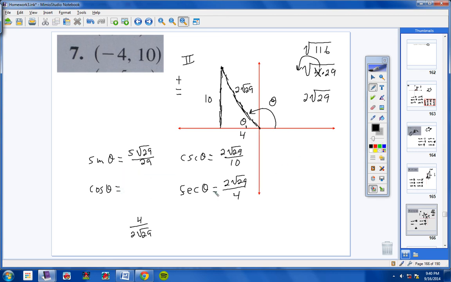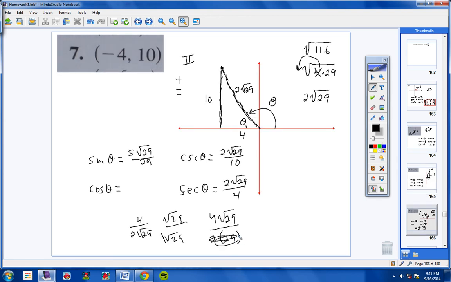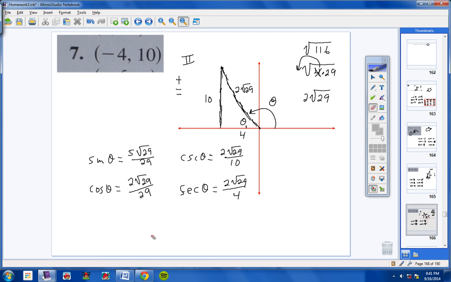Now let's go ahead and rationalize this. We're going to multiply the top and the bottom by the square root of 29. So we have 4 square root of 29. There's a 1 right here, so 2 times 1 is 2. And square root of 29 times the square root of 29 is just 29. So 2 times 29, sorry about that, 2 times 29 would be 58. And you can definitely reduce 4 over 58. 2 goes into 4 twice, and 2 goes into 58 29 times. So we end up with 2 square root of 29 all over 29.